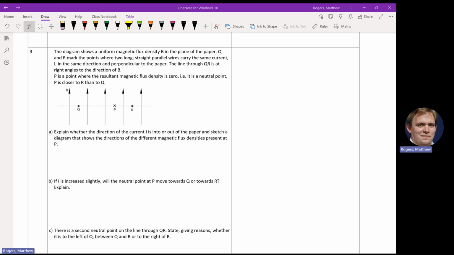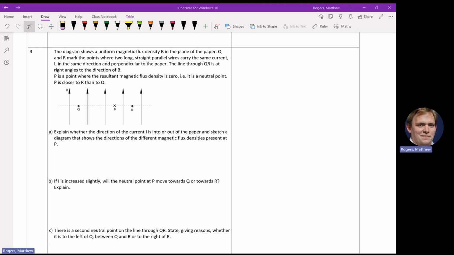Question 3. The diagram shows a uniform magnetic flux density B in the plane of the paper. Q and R mark the points where two long, straight, parallel wires carry the same current, I, in the same direction and perpendicular to the paper. The line through QR is at right angles to the direction of B.